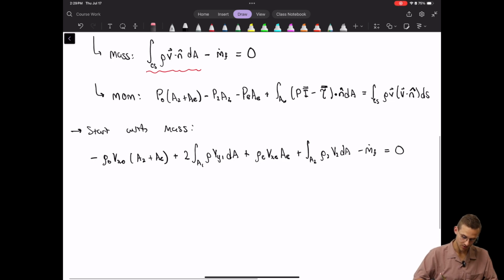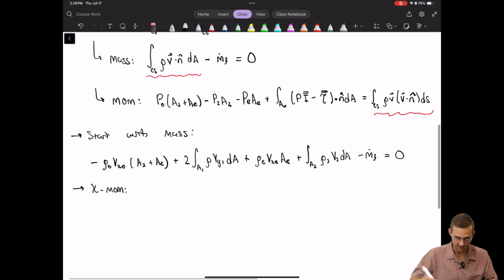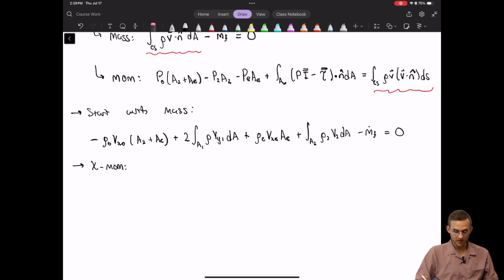And then we'll also take a look at x momentum, and evaluate all these terms, especially what's happening here. In that case, what you end up with is the following, and I want to be very clear, this is a negative sign here. It's not on the left-hand side of the mass equation. It's not like a bullet point. Okay, so for x momentum, we end up with P naught times AE plus A2. That was already in the previous equation.